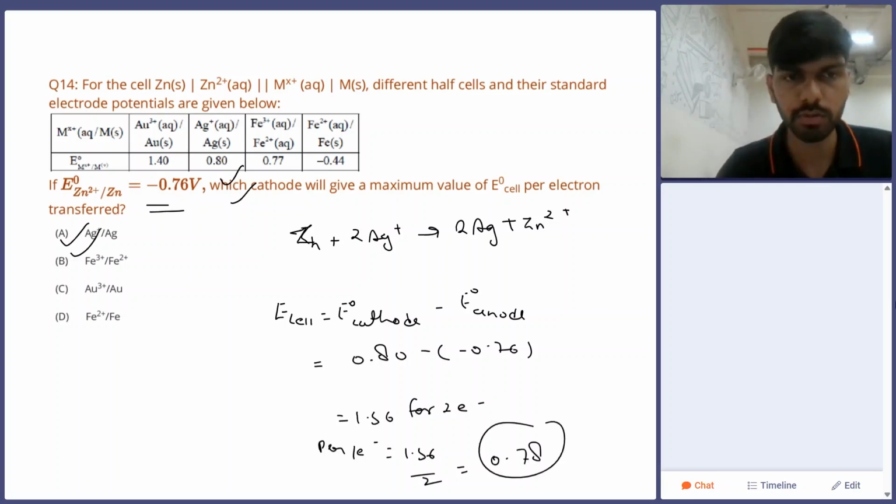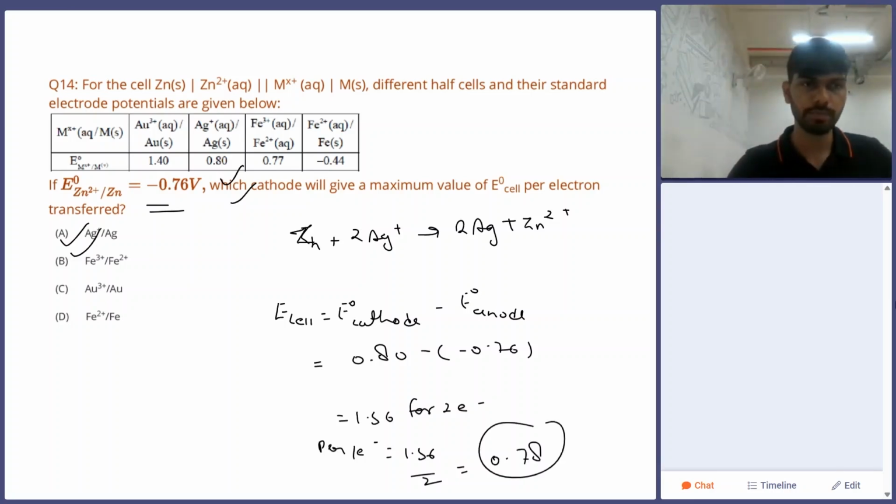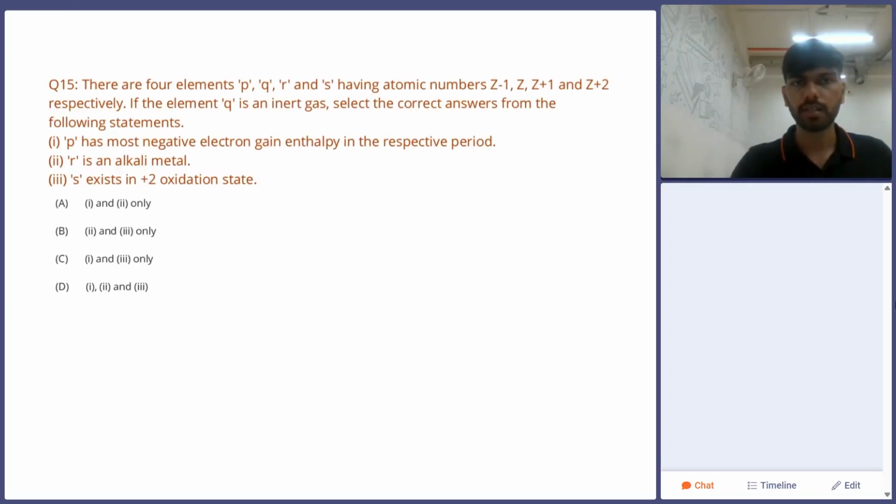0.78, that is through Ag plus. So that's the right answer. Okay. Next. There are 4 elements P, Q, R, and S having atomic number Z minus 1, Z, Z plus 1, and Z plus 2 respectively. If the element Q is an inert gas, select the correct answers from the following.